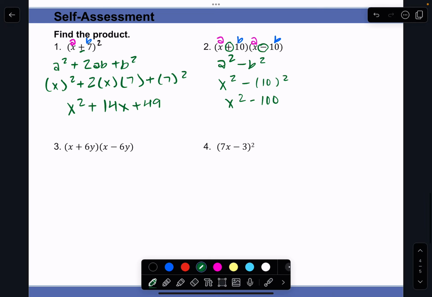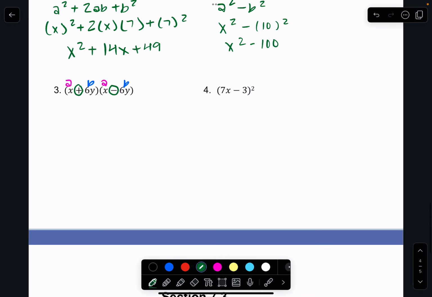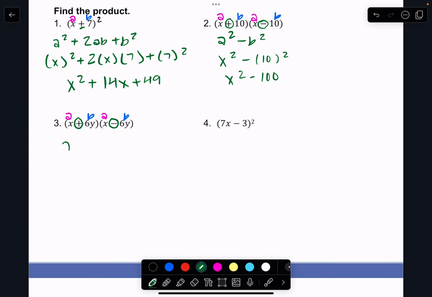Number 3, we have (x plus 6y) times (x minus 6y). A will be x, b will be that 6y, and again, we've got different signs in there. So that's going to be our sum and difference pattern, which is a squared minus b squared. A squared is x squared, minus b squared, and b is 6y. And when we square 6y, we will get 36y squared. We've got to square that 6 and our y.